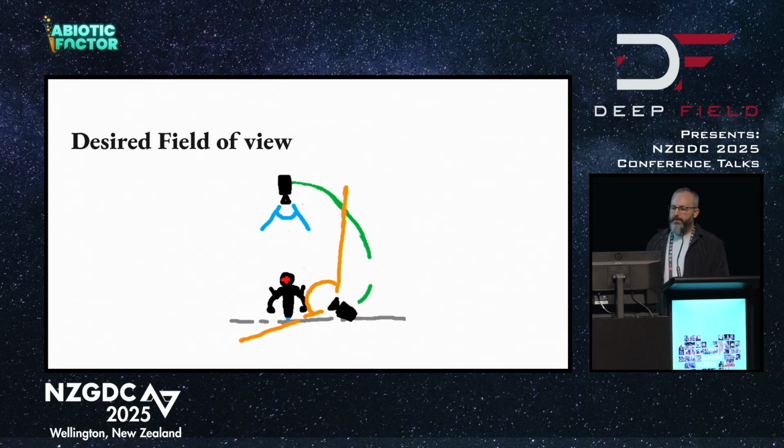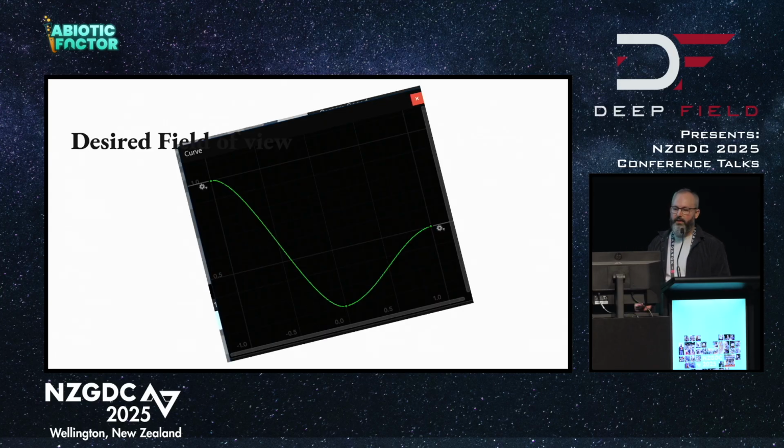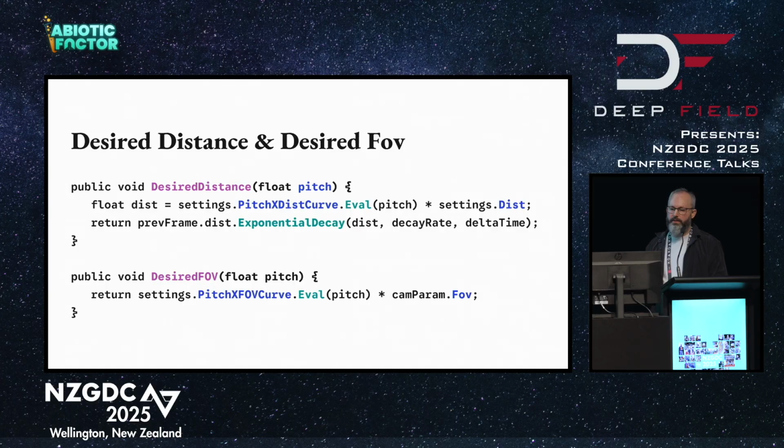So how do we program this? Animation curves. In Unity, we've got animation curves. In Unreal, we've got runtime curves. Yeah, this gives you the flexibility to control exactly how the value changes as your pitch changes. So here's the code for this. The most important part in this slide is the first line in the desired distance function, where we're passing in the pitch to the animation curve, and we're getting a value.